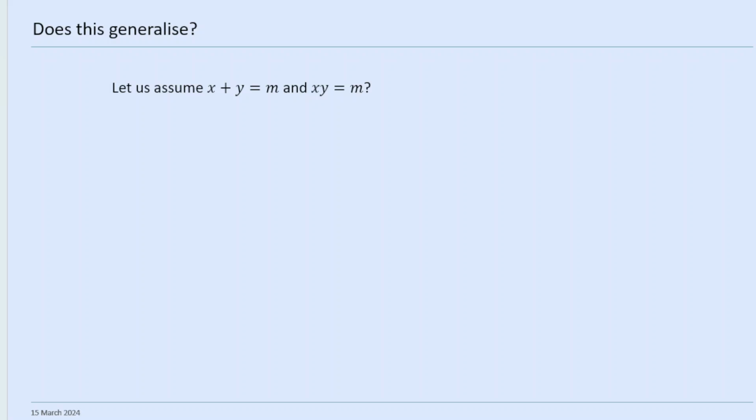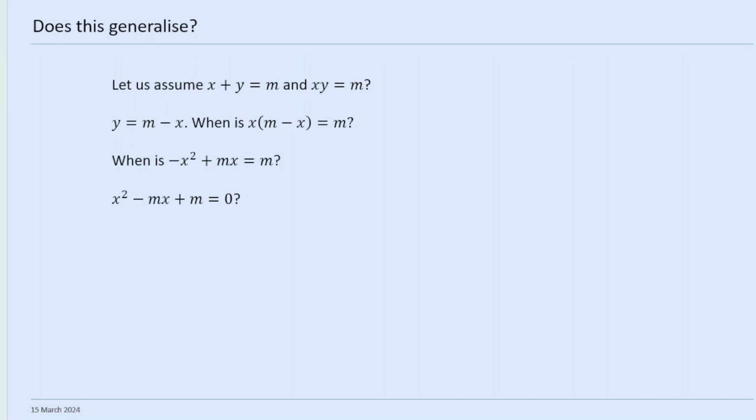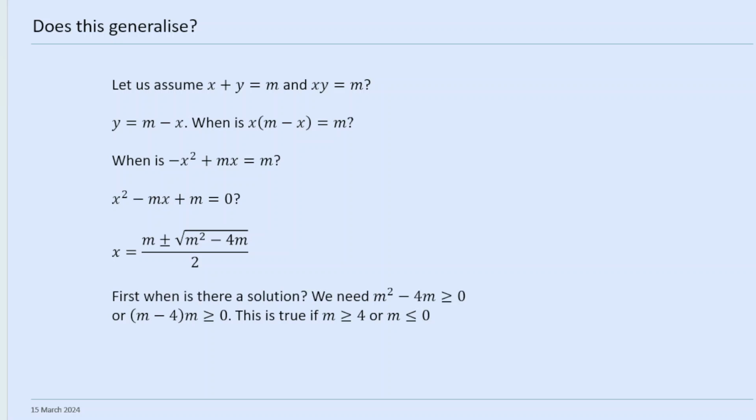So let's go super general and just say x plus y is m and xy equals m. What happens then? Well, we solve the equations in the same way we did when we had m as 6. So we go y equals m minus x, times m minus x equals m, minus x squared plus mx equals m. Rearrange the quadratic, solve by the formula, you get x equals m plus or minus root m squared minus 4m, over 2. There is a solution when m squared minus 4m is greater than or equal to 0. Otherwise, there's no real roots to the stuff under the square root sign.